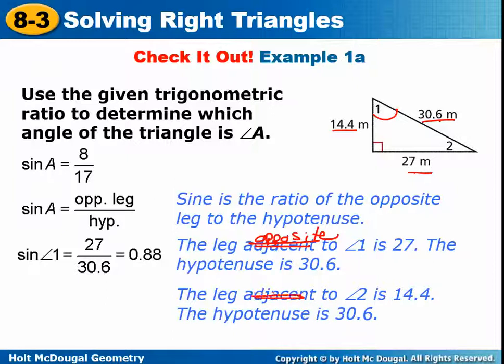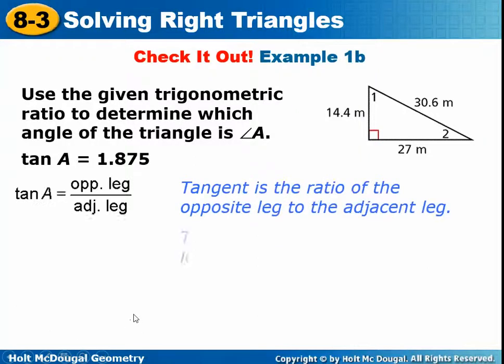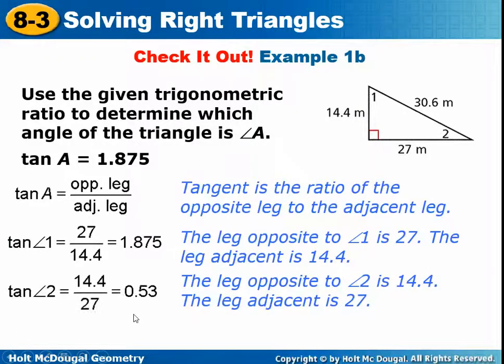And you could find the sine of angle 2 by going opposite over hypotenuse. And that would be 14.4 over 30.6. We're going to move on to the next example.